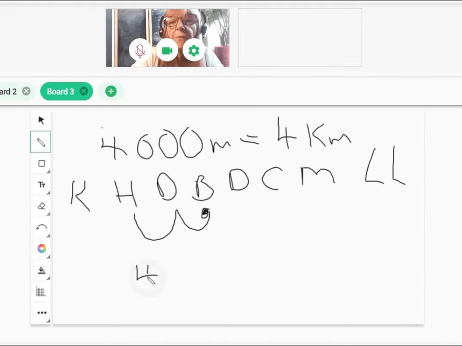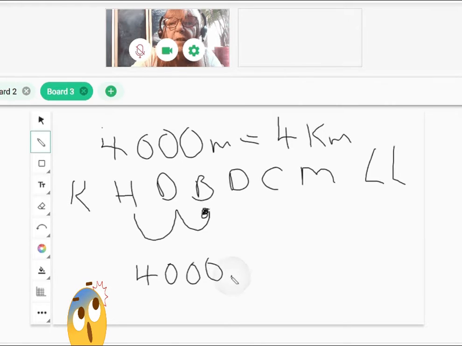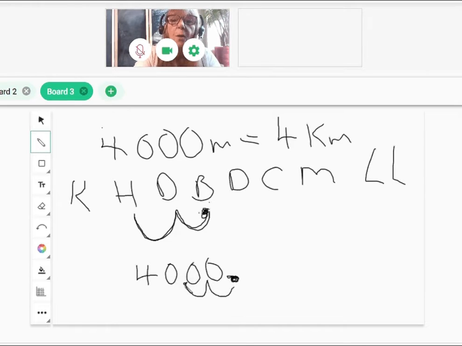Now, we've got 4,000 meters. Where's the decimal point? At the end of the number. We make it invisible just so we can write less. So it's always at the end of the number. Now we're going to move from the base to decameters and hectometers. So we're going to move this 2 spaces. What do we get? 40.